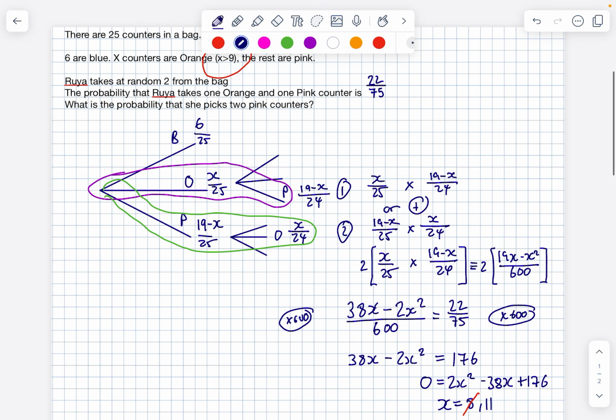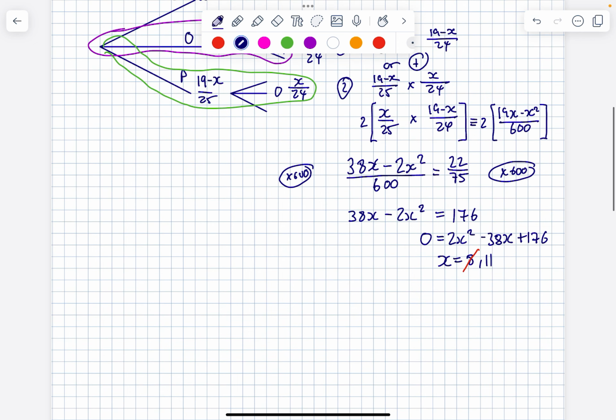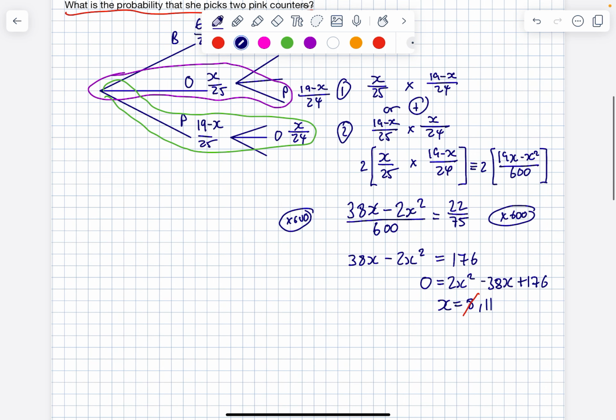Right, now the actual question was asking, what is the probability she picks 2 pink counters? Well, that means that we have to have a pink on the first one, which is 19 minus x. Well, 19 minus 11 is 8 over 25. And then we pick the second time, pink again, and there are going to be one less, so that's 7 over 24. So 8 times 7, that's 56. 25 times 24, we did it already.